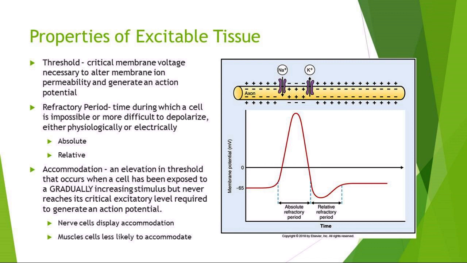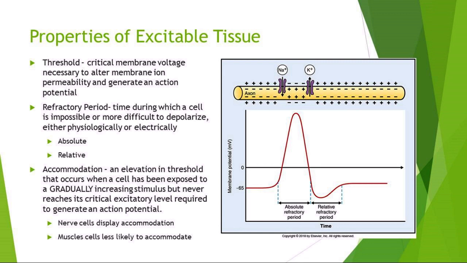There is a period of time known as the refractory period, when a cell is either impossible or way more difficult to depolarize, either physiologically, so your brain sending a signal, or electrically using an electrical stimulator externally. The absolute refractory period is when you just cannot depolarize a cell. It's impossible. The ion channels are not cooperating with you. And the relative refractory period is when it's just going to take more electricity to do it.